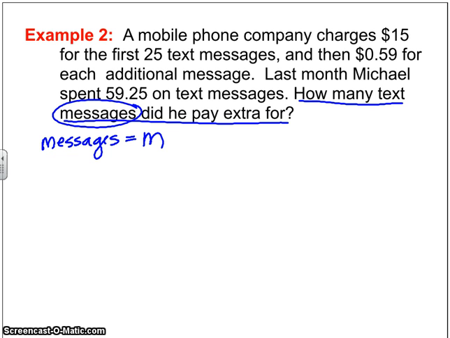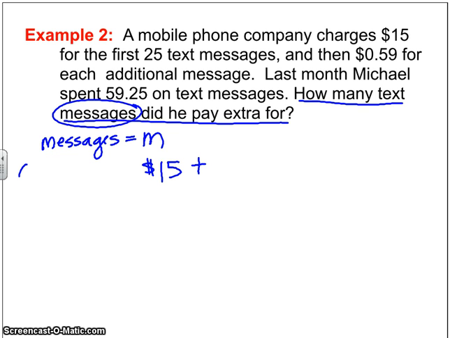So a mobile phone company charges $15 for the first 25 text messages. So thinking again, that is a one-time amount. You create 25 text messages, you are going to have to pay $15 for them. But on top of that, in addition to that, he also has to pay 59 cents for each additional message. Again, thinking if he only sends one additional message, it's only going to be 59 cents more. But if he sends 100 additional text messages, it'd be 59 cents times 100.